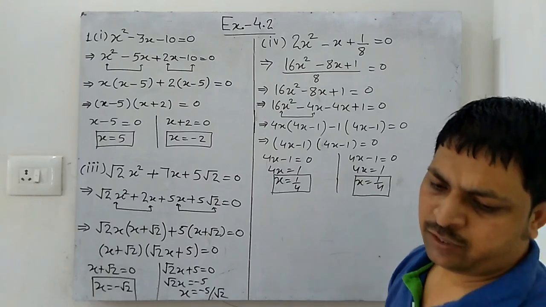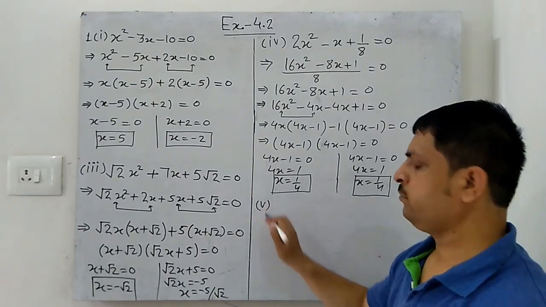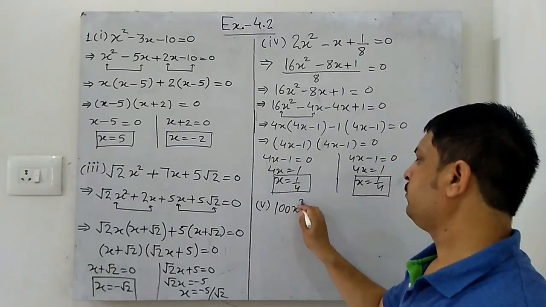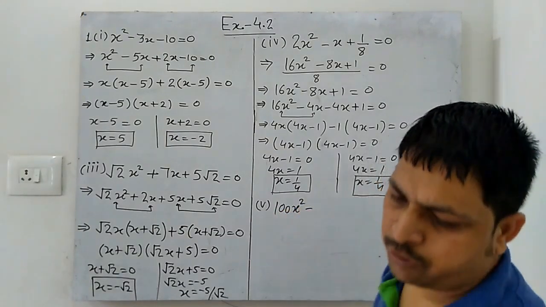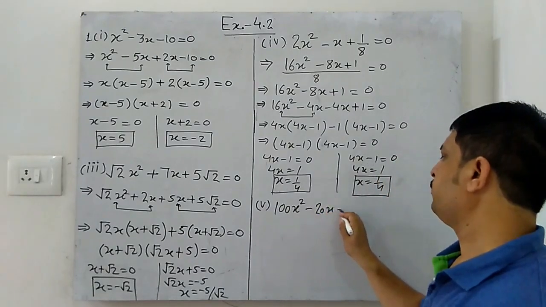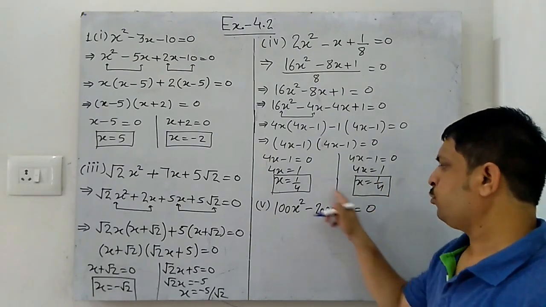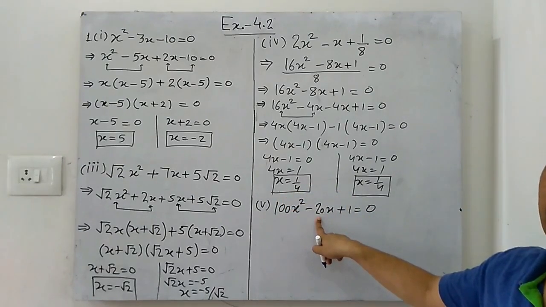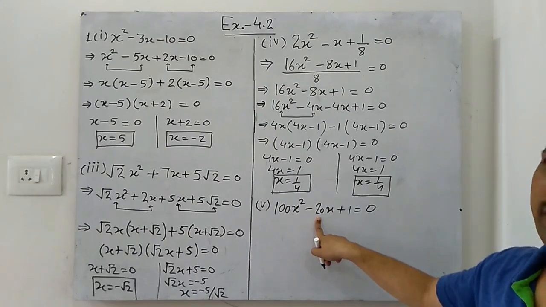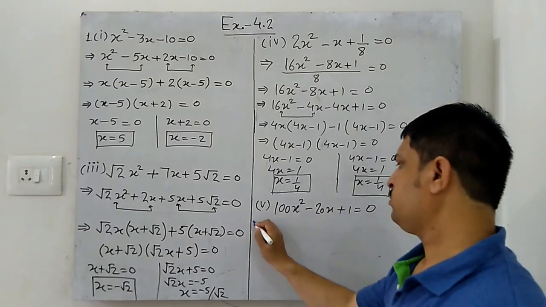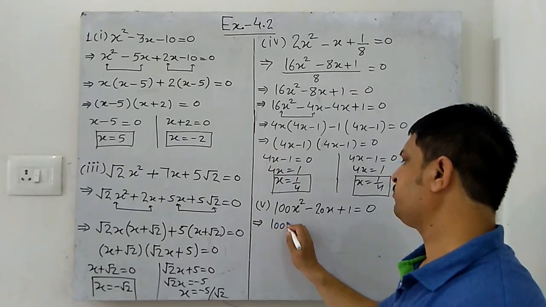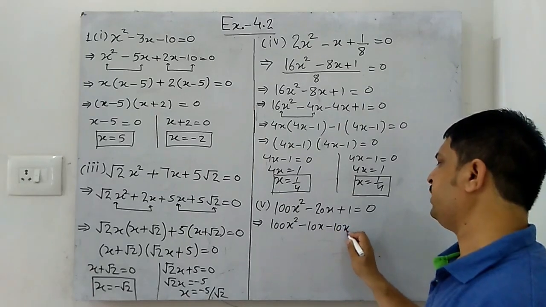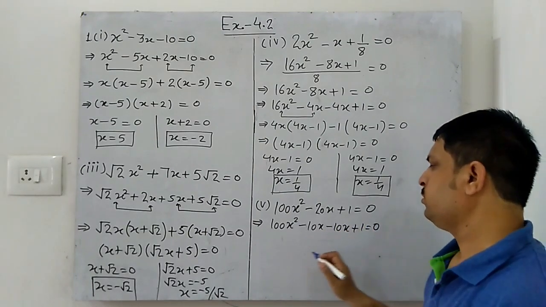Is it clear? Now the fifth part, that is 100x square minus 20x plus 1 equal to 0. So the product should be 100 and we have to split the 20. So 10 and 10 is 20, and 10 tens are 100. So it will be 100x square minus 20x can be written as minus 10x minus 10x, plus 1 equal to 0.